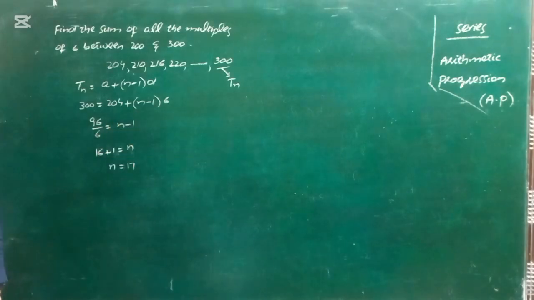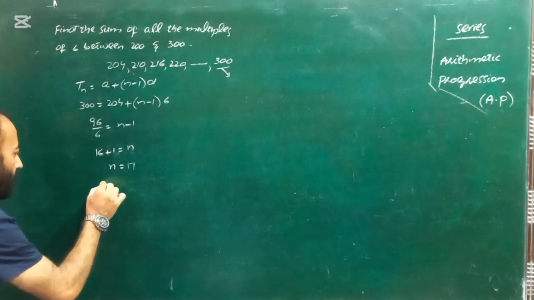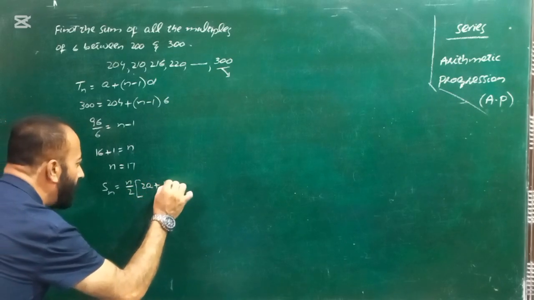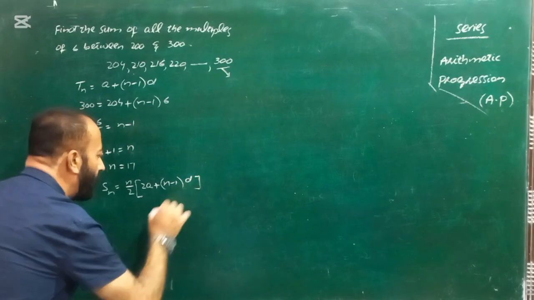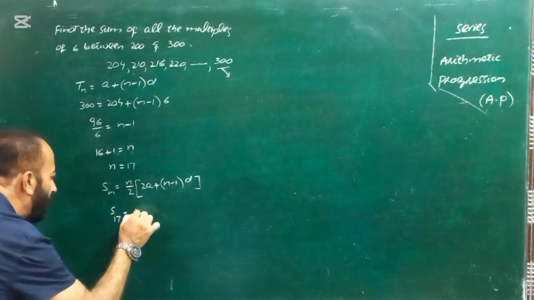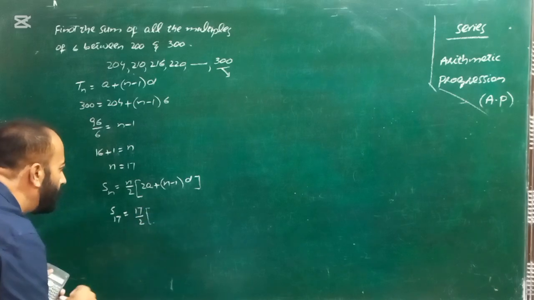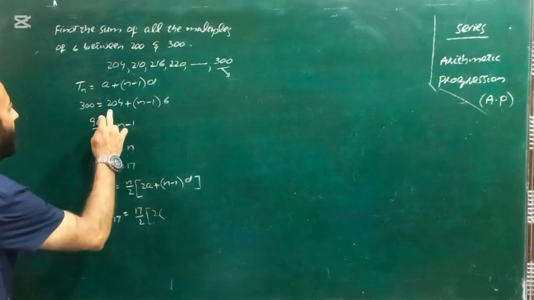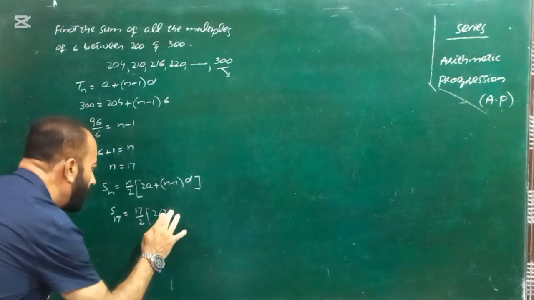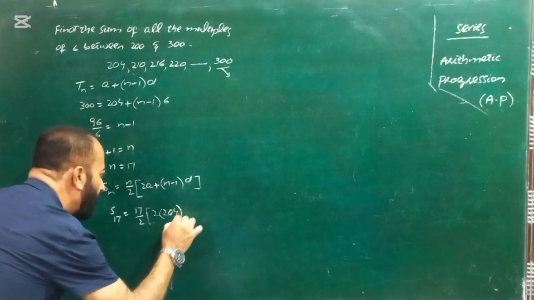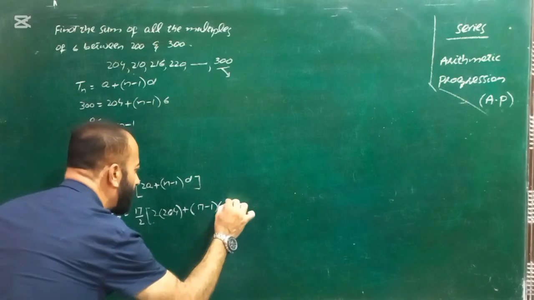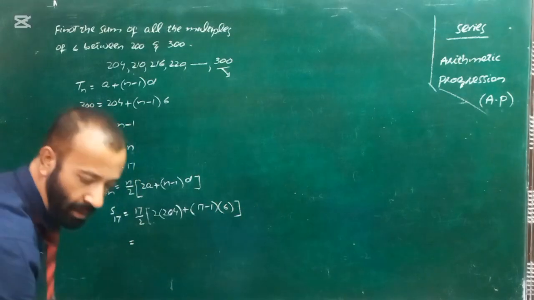Okay, now we are able to find the sum of the terms in this series. So Sn is equal to n by 2 into 2a plus n minus 1 into d. So this is the formula for the sum of the terms that is going to be put. So n is 17, is equal to 17 by 2 into 2a. So 2 into a is 204 plus n minus 1. So n is 17, minus 1 is still there, and difference is 6. So we have put the values and now we will solve it.